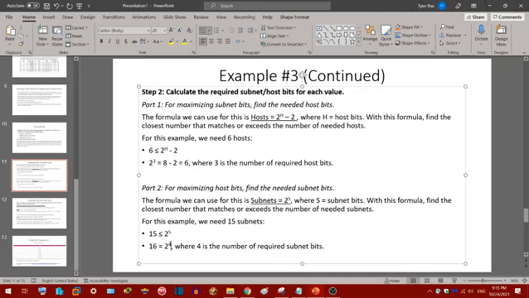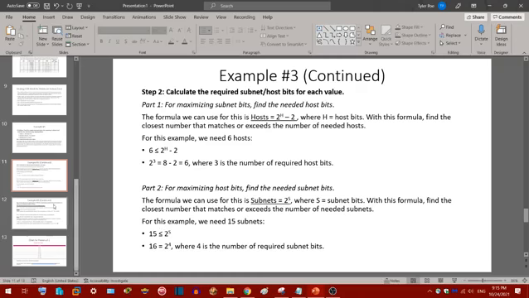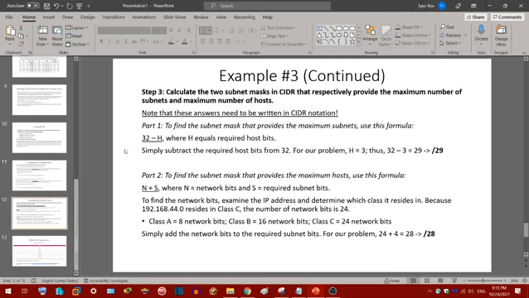So our answer again is S, which is 4 in this case. It's the required number of subnet bits. So it's the power number in both cases that is your answer, or not your answer, but the number we need to find your answer. So finally, step 3, calculate the 2 subnet masks in CIDR notation that respectively provide the maximum number of subnets and maximized number of hosts.